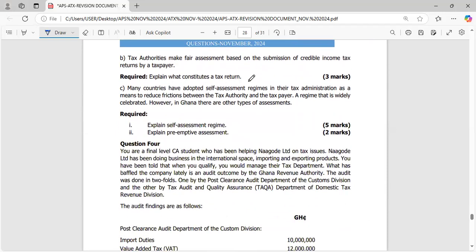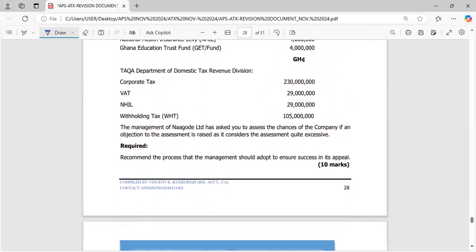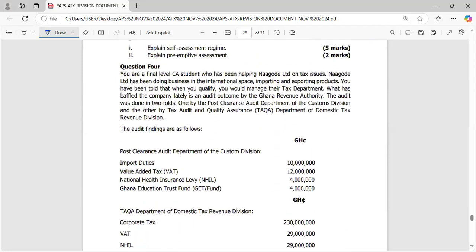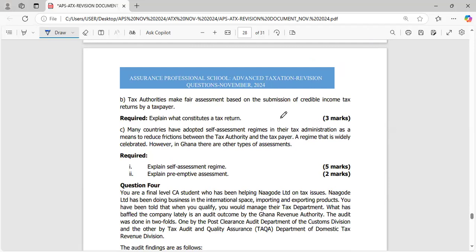Explain what constitutes tax returns. It shows the taxable activity within a year of assessment. It's a declaration that you make on your tax activity, that indicates your income and deductions due you, the relief due you, and the tax that you are supposed to pay, the tax payable for the period. Self-assessment regime and preemptive assessment regime.